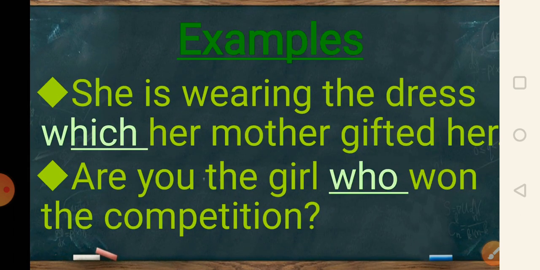For example, she is wearing the dress which her mother gifted her. Are you the girl who won the competition? In these sentences, two sentences are given. She is wearing the dress. Her mother gifted her. These two sentences are joined with which.